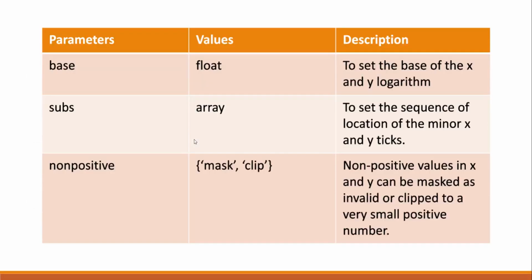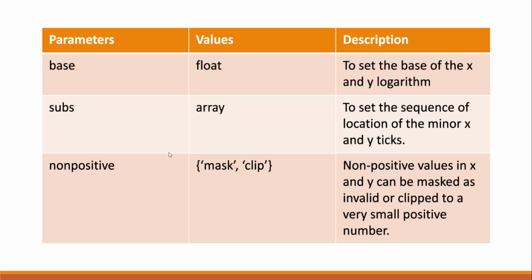Now we will see the parameters in detail. The first is base. It takes value as a float and it is used to set the base of the x and y logarithm. The next one is subs. It takes value as an array and it is used to set the sequence of locations on the minor x and minor y ticks. The last one is nonpositive. It takes value as mask and clip, and it is for non-positive values in x and y, and it is used to mask as invalid or clip to a very small positive number.